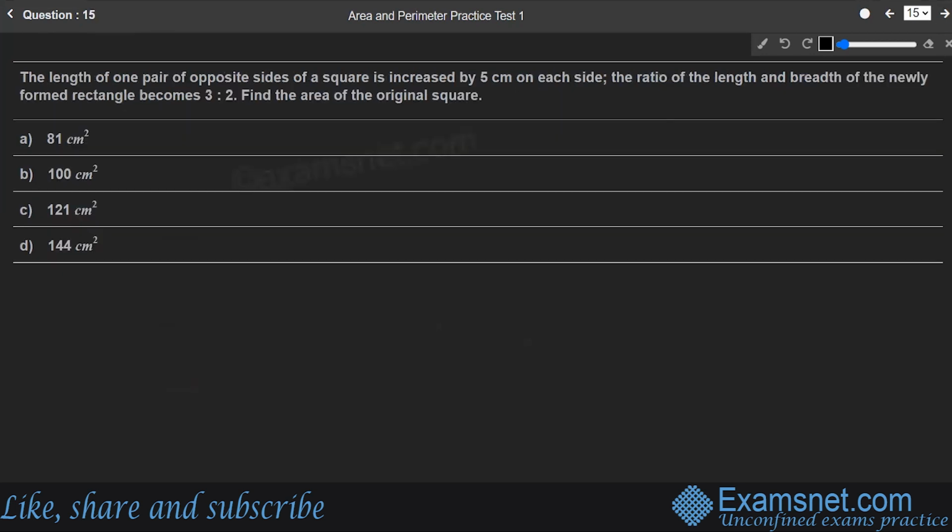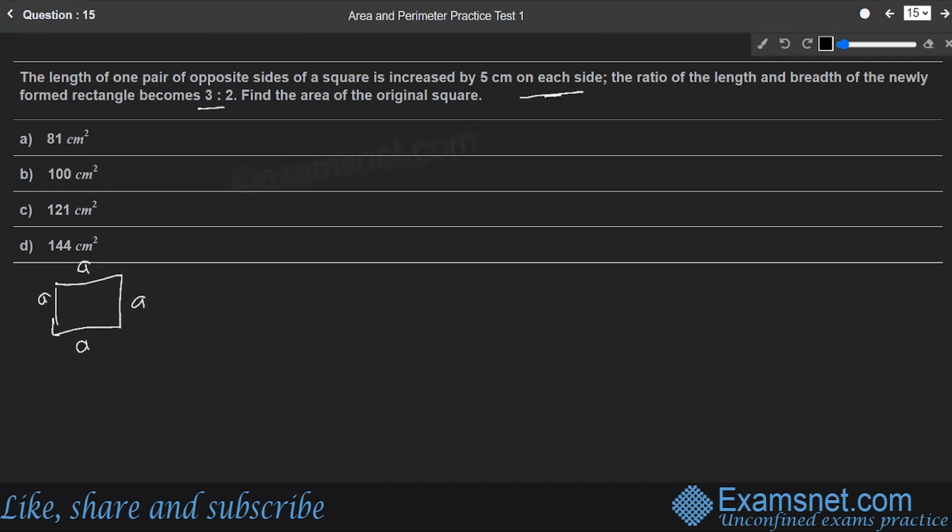Now, the length of one pair of opposite sides of a square is increased by 5 centimeter on each side. The ratio of length and breadth of the newly formed rectangle becomes 3 is to 2. Find the area of the original square. So this question can be understood by drawing. First of all, they had a square. The square has each side equal.